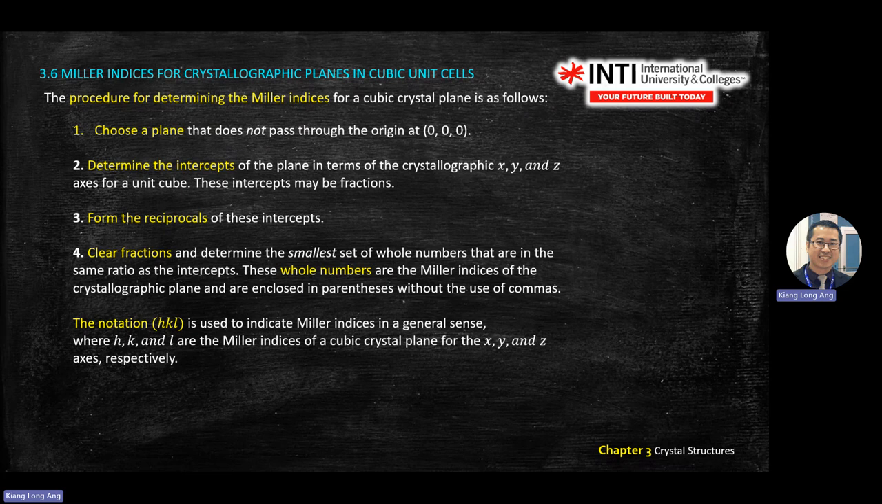First, you choose a plane that does not pass through the origin. Then you determine the intercepts, meaning you find where the plane cuts through the axes. Then you form the reciprocal and make them whole numbers, and then you label them H, K, and L. So for Miller indices, you are using H, K, and L. Pay attention to the question. If the question asks you to use Miller indices, you need to tell us what is your H, what is your K, what is your L. You write H, K, L in brackets, then write your numbers, then write H equals what, K equals what, L equals what.